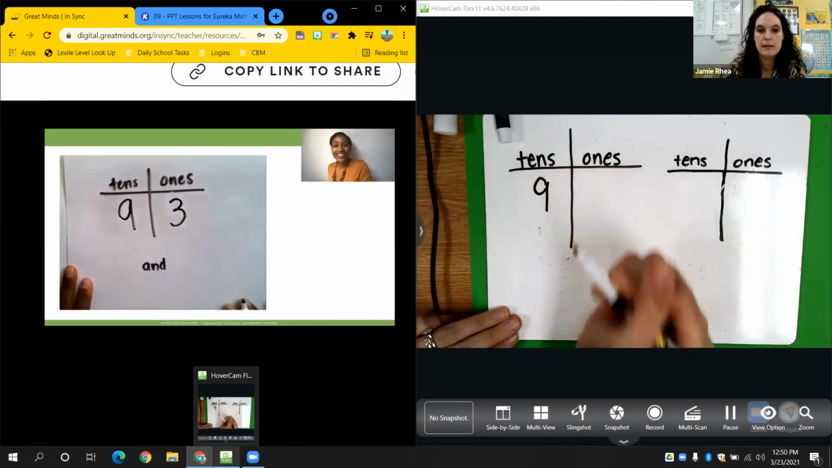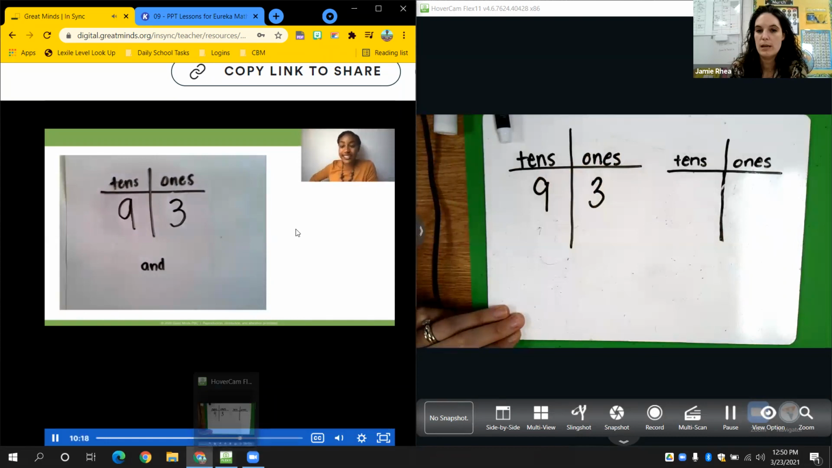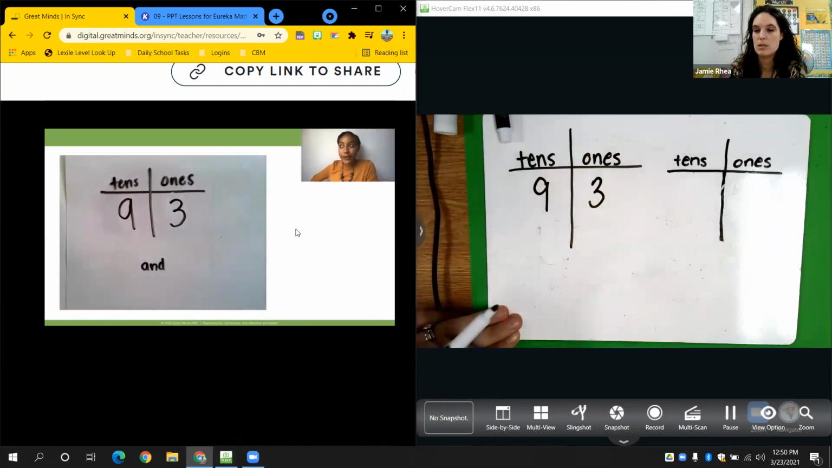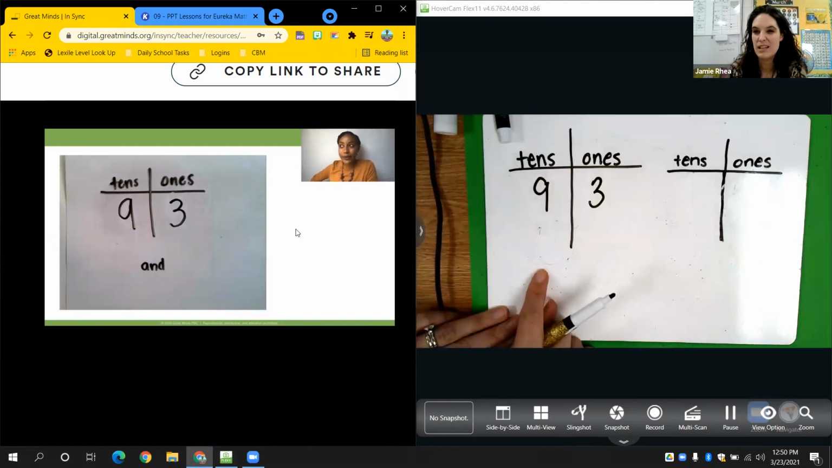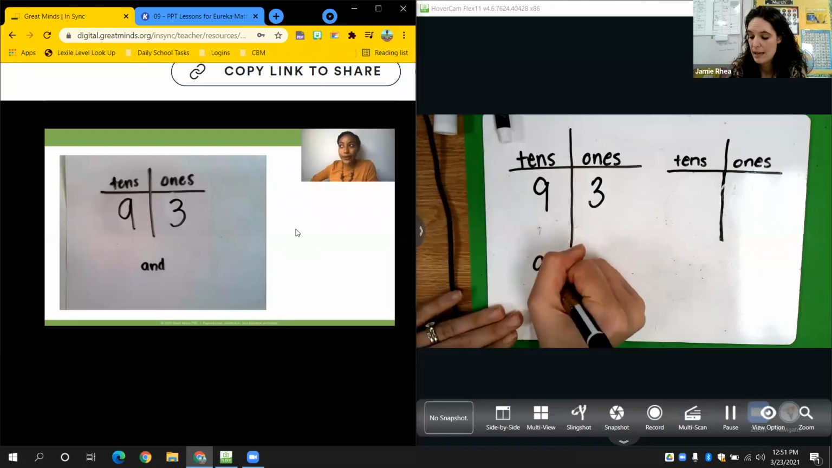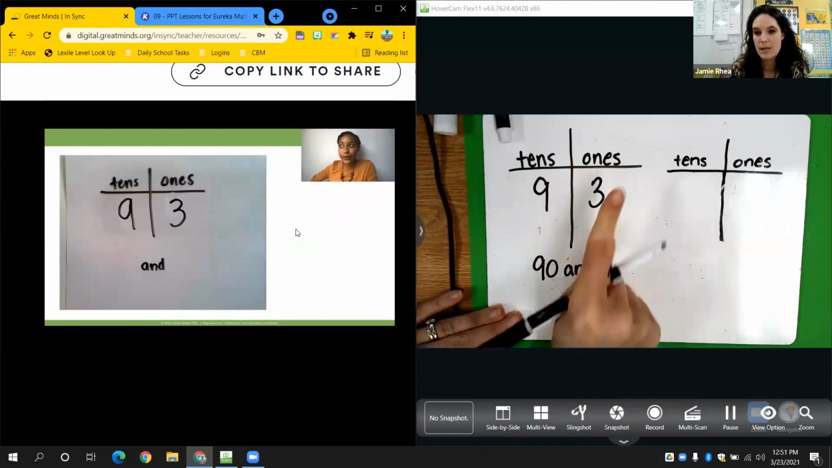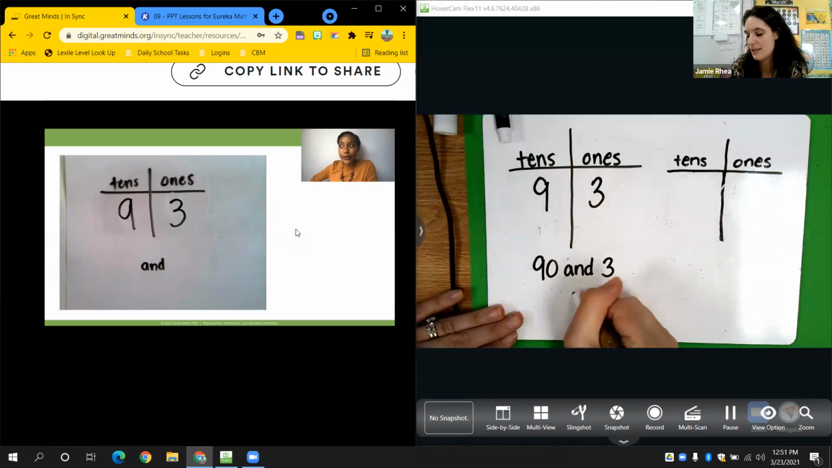9 and 3. Okay, mathematician, say this number to yourself in your head. We have 9 tens and 3 ones that we know make 93. But what is the value of 9 tens? Remember, if you don't know, count by tens 9 times, and we get to 90. How many ones? 3. So 90 and 3 ones is the same as 93.